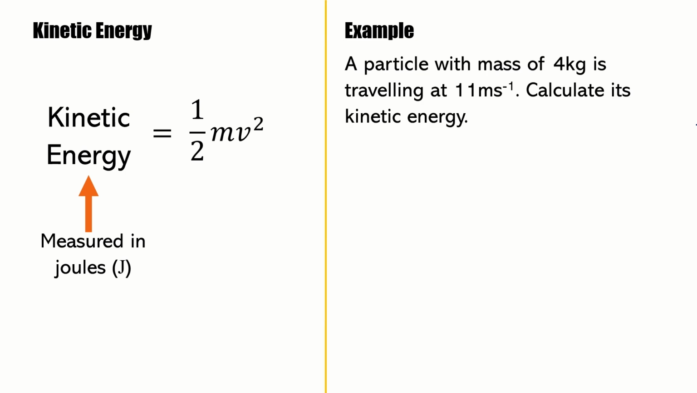So let's take a look at an example. We've got a particle with a mass of 4 kilograms traveling at 11 meters per second, and therefore its kinetic energy, which I'm just going to write as KE to be lazy, would just be half times 4 times 11 squared. And that would get us 242 joules as our final answer. Cool, done. Really that easy.